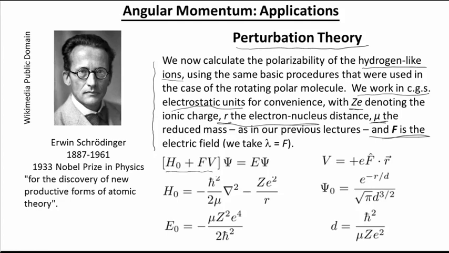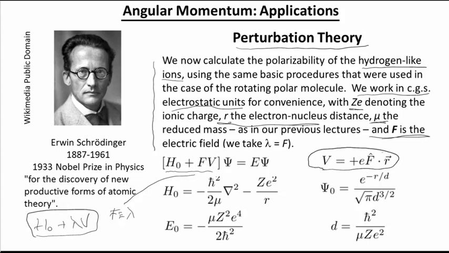Conventionally it is H0 plus lambda V for the Hamiltonian that's being solved. So I'm just going to use F as the field strength, equivalent to lambda, and that means that the perturbation here is just given in terms of the scalar product of the unit vector with the radius times the charge. That hat means a unit vector now. So here is the Hamiltonian for the hydrogen that we've talked about before.